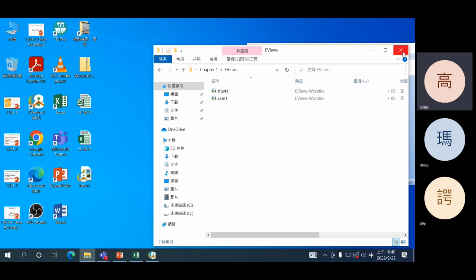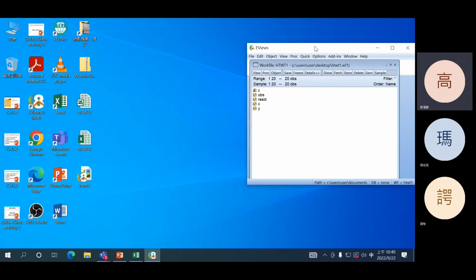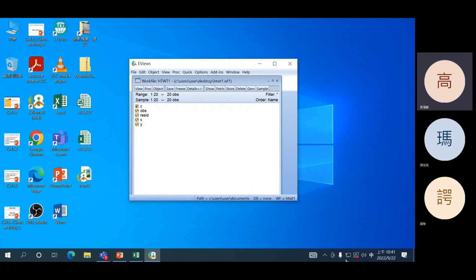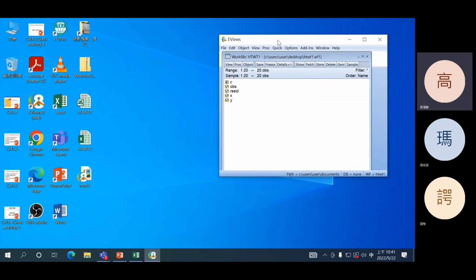Okay, since I already have it, let me show how to do it. First of all, there are so many functions, okay? And I'm not going to talk about all of them. I just show you what I need in this class. So for example, if I want to see the relationship between X and Y, I think we need to understand the definition of the data first.